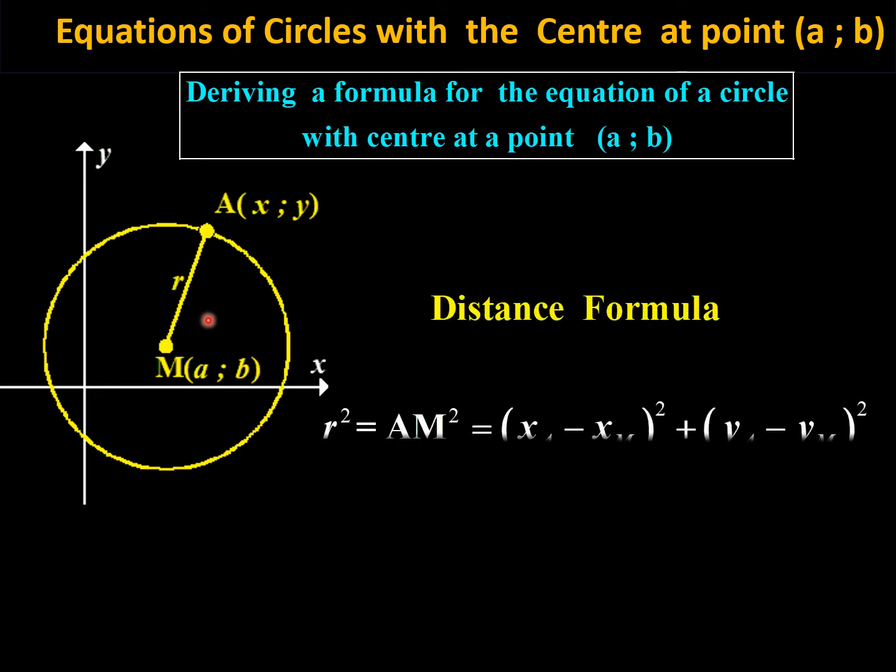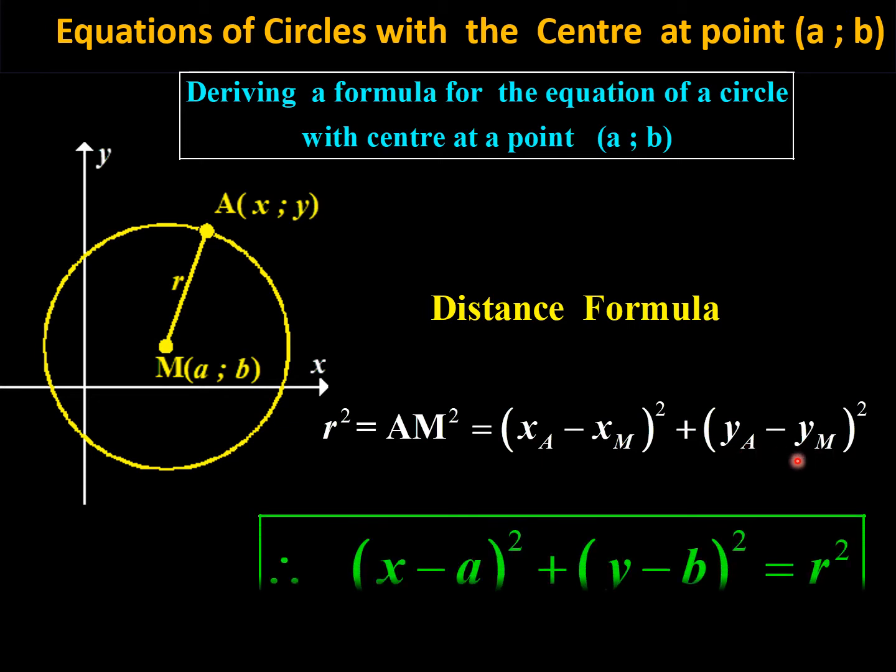And if I apply the distance formula, AM squared would be the x_A minus the x_M all squared plus the y_A minus y_M all squared. We substitute there. x_A is x, x_M is a, and y minus b, and there's the equation of the circle if the center is at (a, b).